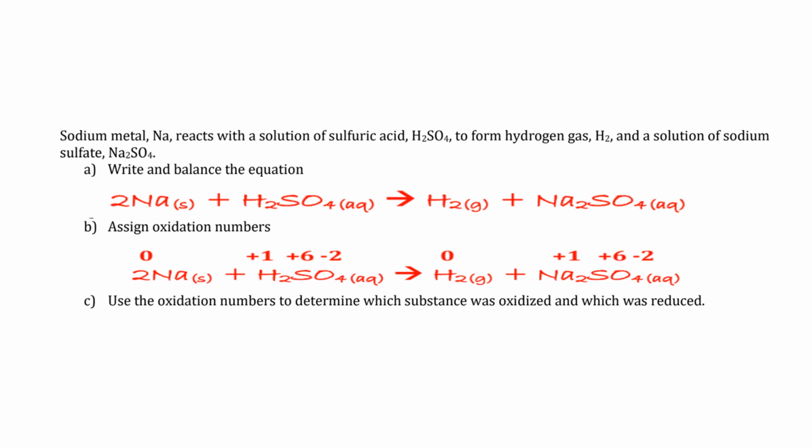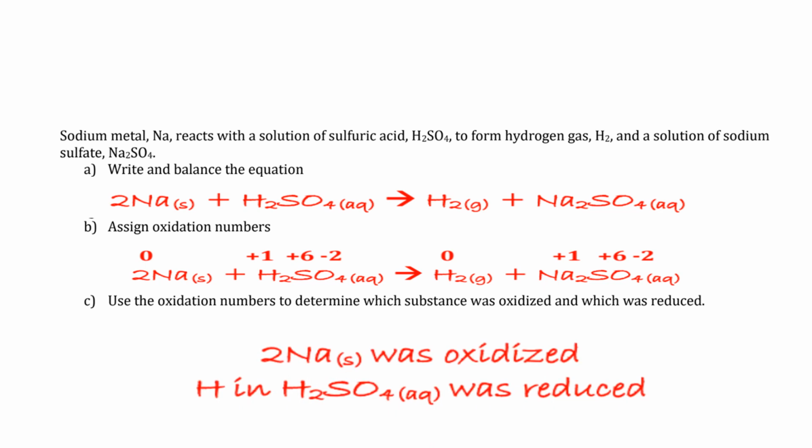So those oxidation numbers are probably going to be the same. So the only thing that changes is the H in H2SO4 is 1 plus, and it becomes 0 on the product side. The 0 from the sodium becomes 1 plus. So who's reduced? Who is oxidized? The sodium was oxidized, and the H in H2SO4 was reduced.